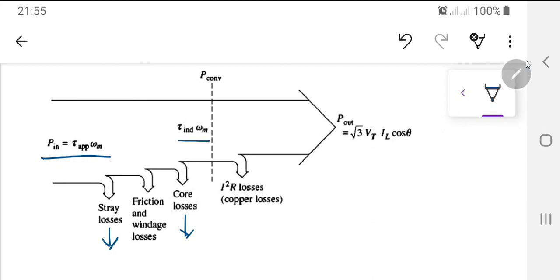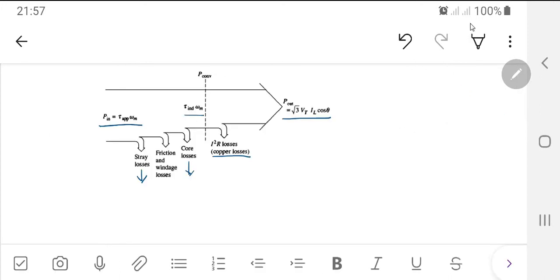We wrote this equation as well, that this is the converted power at this dotted line point. And then afterwards, after passing through the I square R losses, which are the copper losses, you have the output power, and this is the same output power we have called 3V phase EA sine of delta divided by XS. So I hope this is the power flow diagram of a synchronous generator, and I hope this is clear.